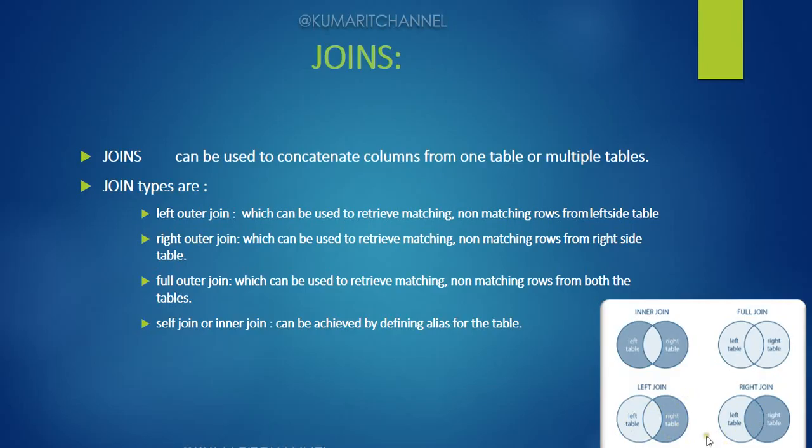And here also, the left outer join, right outer join. A right outer join can be used to retrieve matching and non-matching rows from the right side table, and on the left side of the table we call it a left outer join.